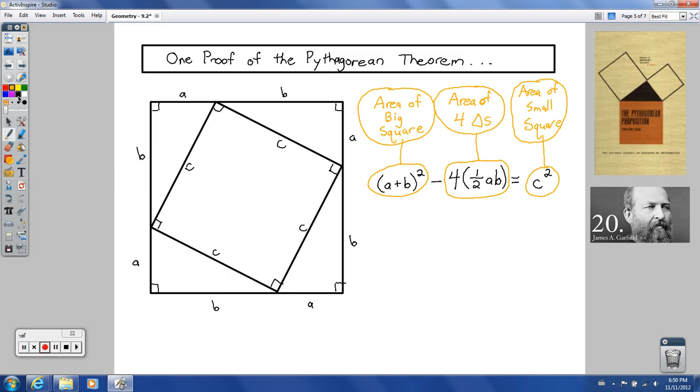So moving on from there, another way to write a plus b squared is a plus b times a plus b. You should remember that from our algebra class, hopefully. And we also have 4 times 1/2. What's 4 times 1/2? That's 2. So we have minus 2ab equals c squared.